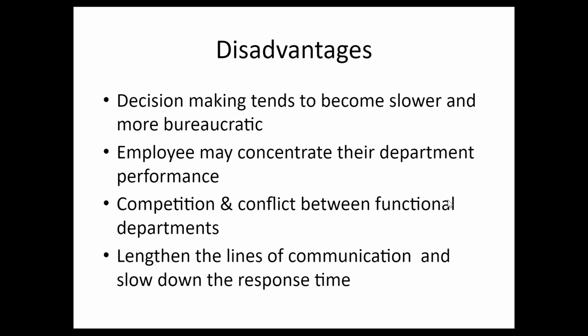Lengthen the lines of communication. See, for example, you need to have a batch miss. Now what you can do? You need to write a letter with strong justification and submit it to the department head. And the department head, in the department meeting, discusses and gets the approval and submits it to the faculty board.